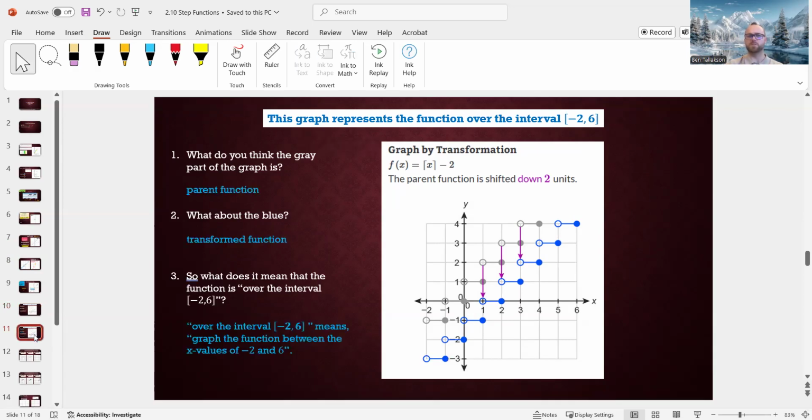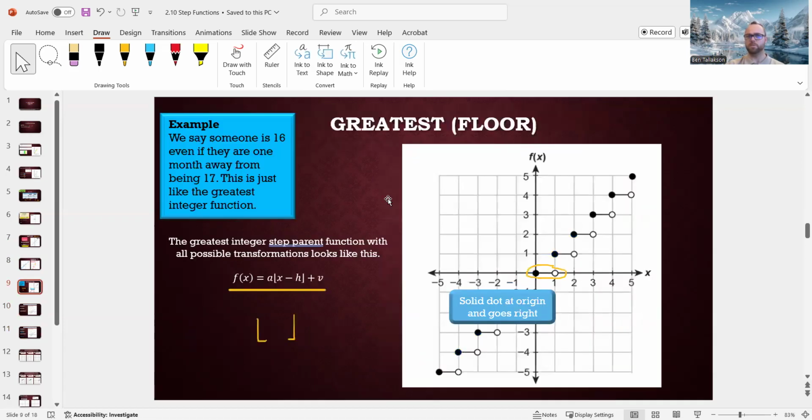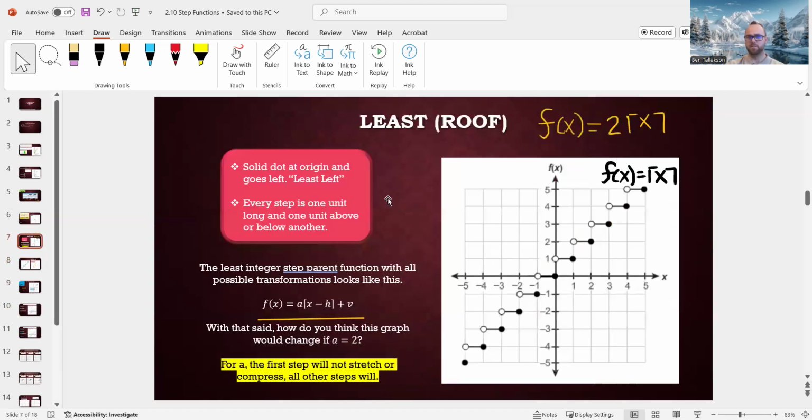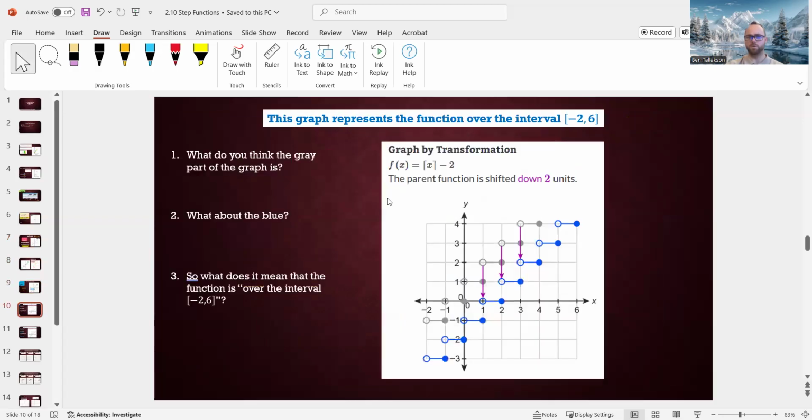Well, here are the answers. The gray section, that's the parent function. Okay, and this is roof, right? And what type of function goes with the roof? That's least. Okay, least, roof, greatest, floor. So, gray lines are the parent function. Blue lines are the transformed function.